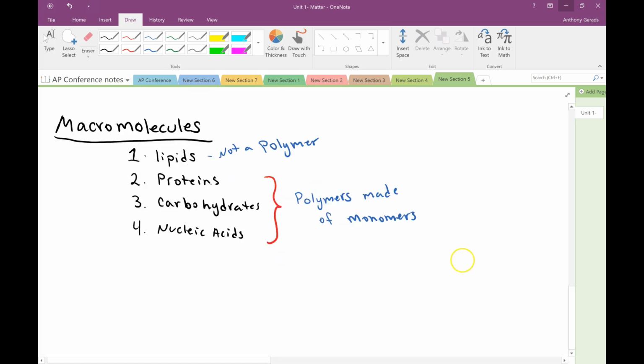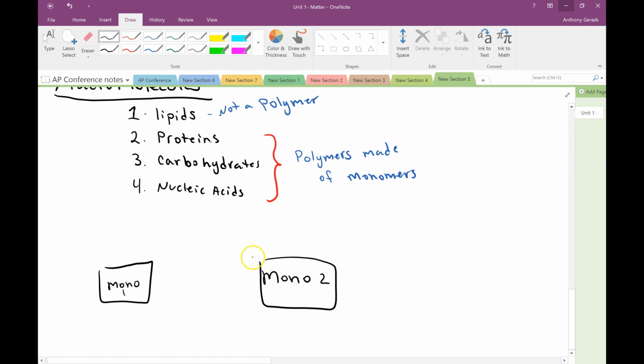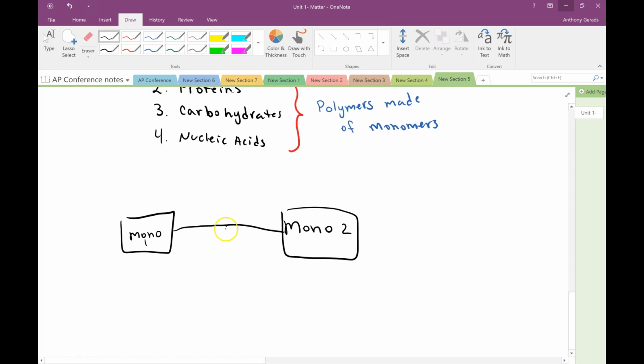Okay? And if I were to look at how these things get linked together, let's say I want to link 2 of these monomers together. So I'm going to put mono 1 and mono 2, and I want to make a bond between them. Something's got to happen, a very specific process. I'm going to get rid of water. I'm building and losing a water. So what's the name of this step? Dehydration synthesis. Dehydrate, lose water.